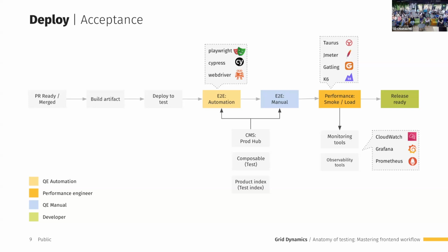We can also add some performance part to the pipeline to ensure that application services can handle the expected load and perform well under certain conditions. And all of these activities are to confirm the release readiness.